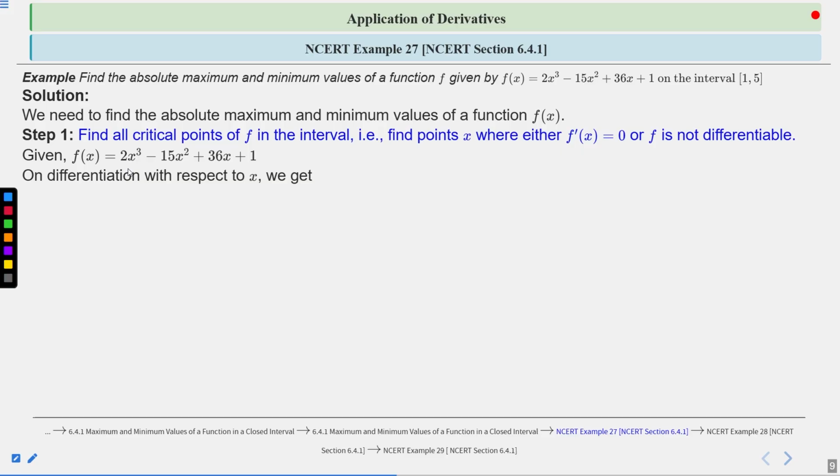So on differentiation with respect to x, we get f'(x) equal to 6x square minus 30x plus 36, which, if we take 6 common, will be 6 times (x minus 3) into (x minus 2). So f'(x) equal to 0 gives x equal to 2 and x equal to 3.